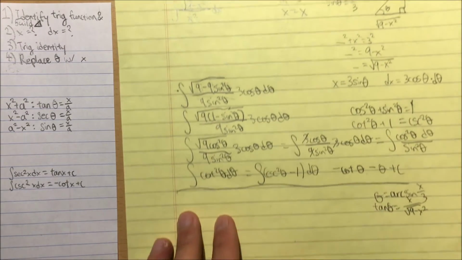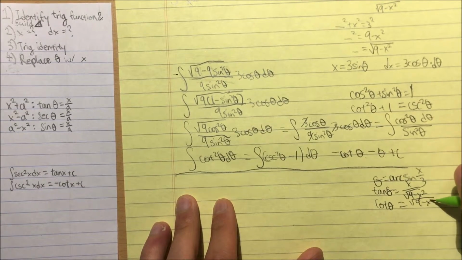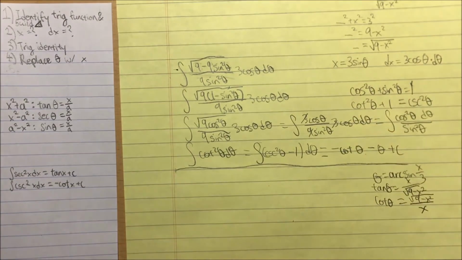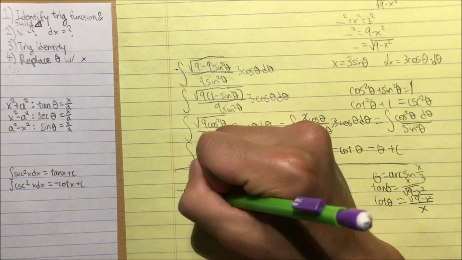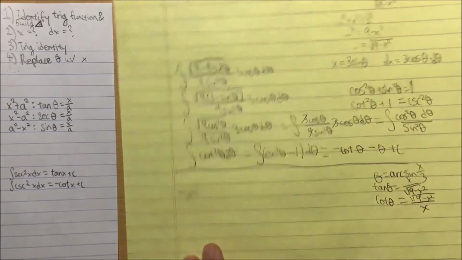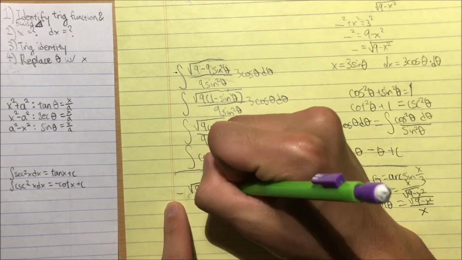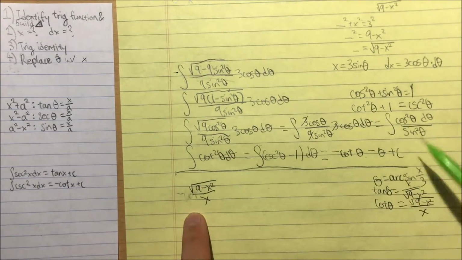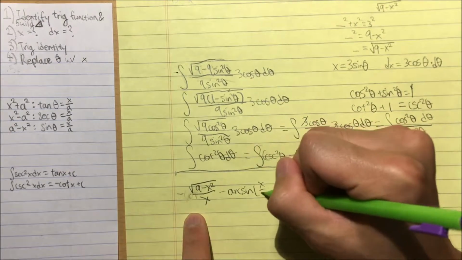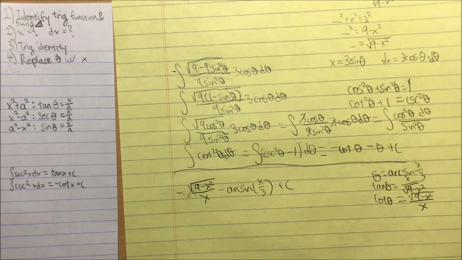And that means the cotangent will simply be the flipped version. Let's bring this down. And then we have cotangent. Now we can sub in for cotangent of theta. So we have negative cotangent of theta, which would equal square root of 9 minus x squared over x, minus theta, which is arcsine of x over 3, plus c. And that is the solution to this integral.